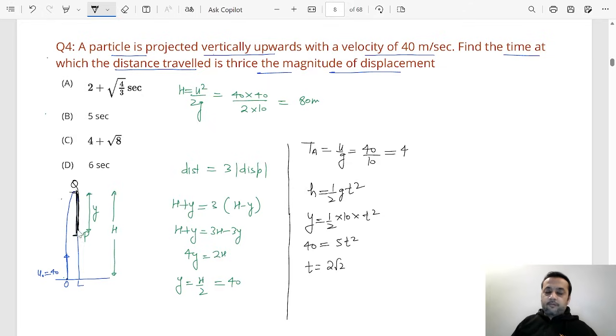So the time to fall from Q to P is 2 root 2, whereas the time to go from O to Q is 4. So the total time of motion from O to P is what? Which is our answer. So that will be 4 plus 2 root 2. 2 root 2 is also called as 8. That means option C will be correct.